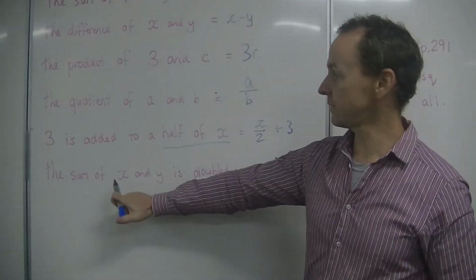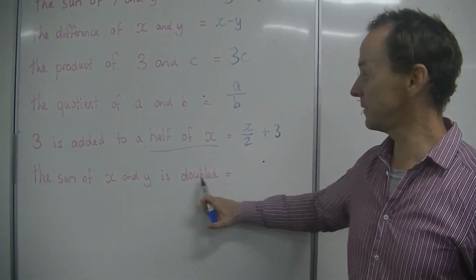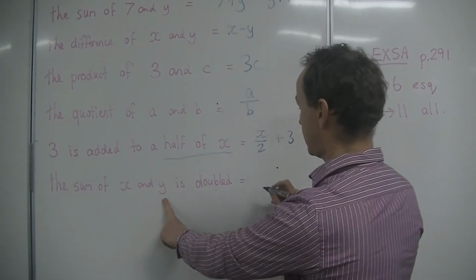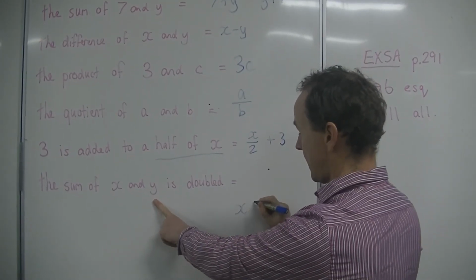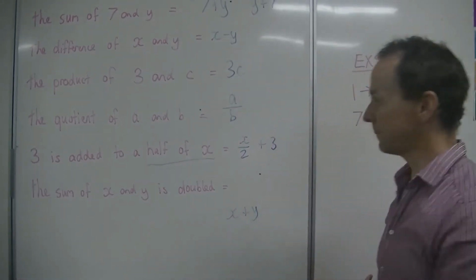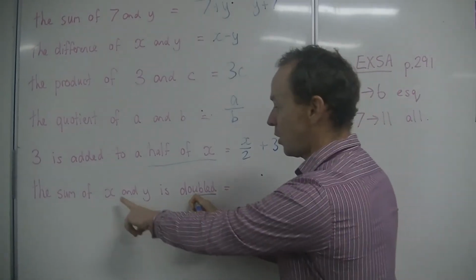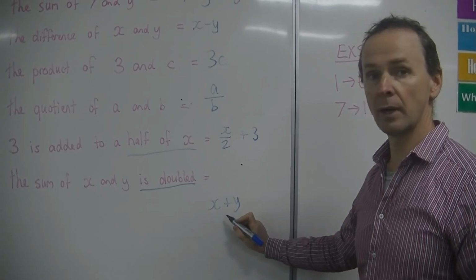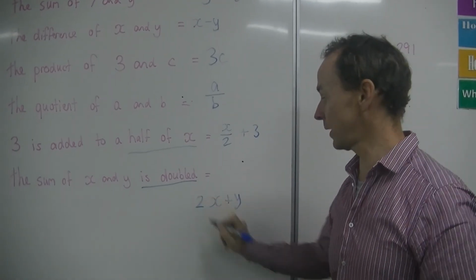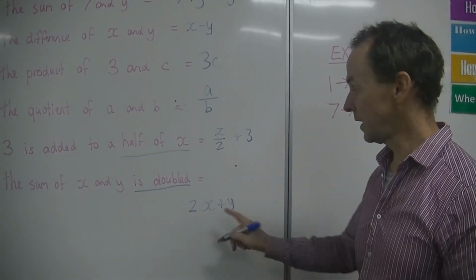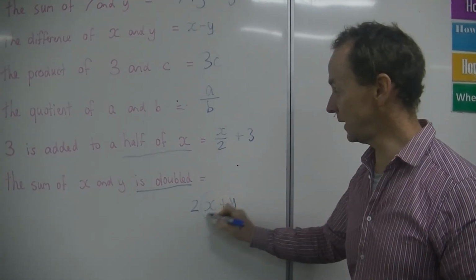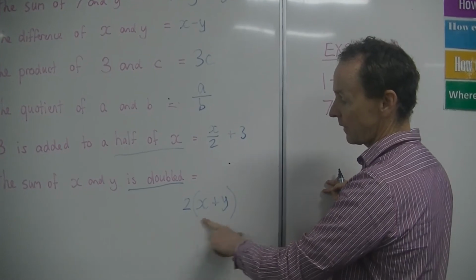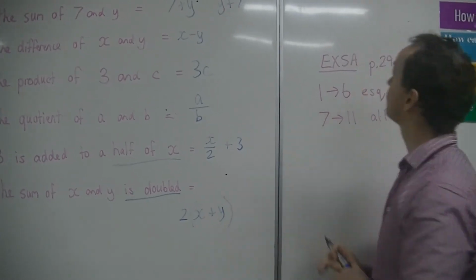And the last one says the sum of x and y is doubled. So you have to think about that carefully. The sum of x and y means x plus y. And it says that whole thing is doubled. So if you double something, you times it by 2. A mistake people make is sometimes they write a 2 there, which is incorrect. That's just 2 lots of the x. So you need to put brackets around it. And that means it's doubled the whole lot of that, the sum of x and y.